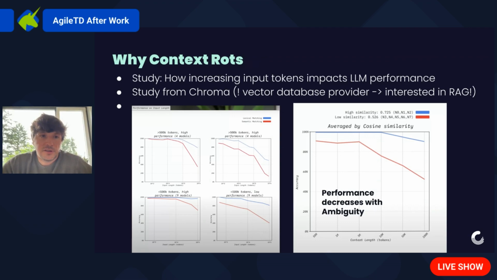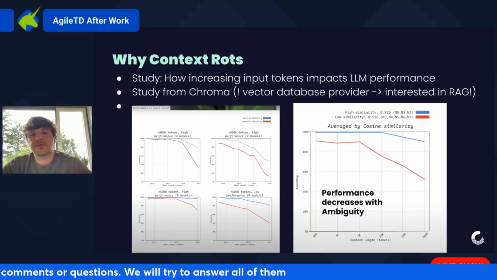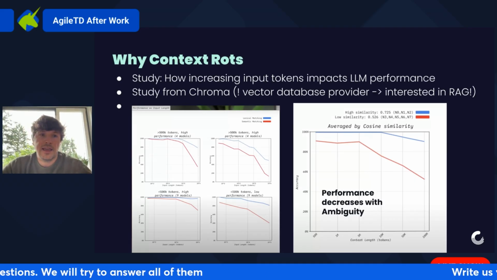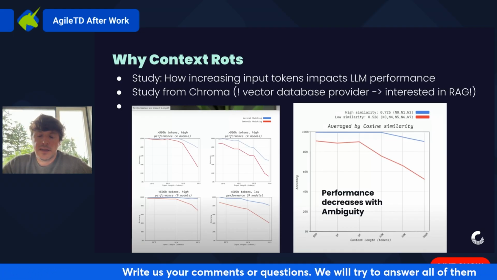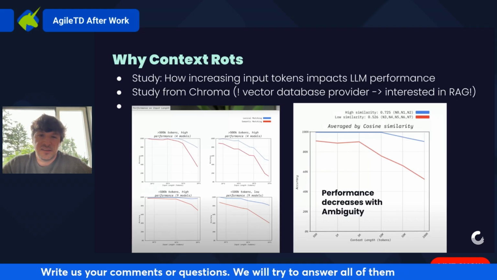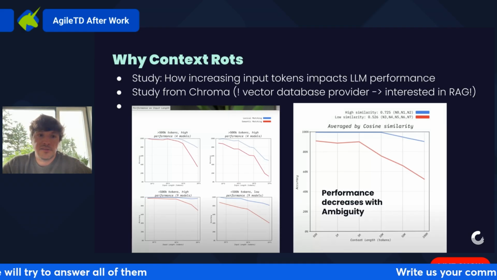So context rot. The study is by Chroma. Chroma is a vector database provider. Vector databases is what you use in retrieval augmented generation. And it helps connecting non-proprietary data, especially sensitive data, into and incorporating them into your LLM answers.